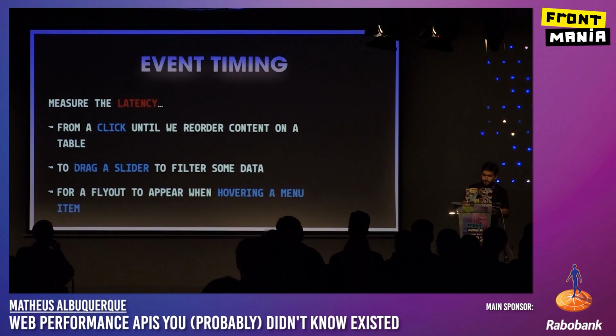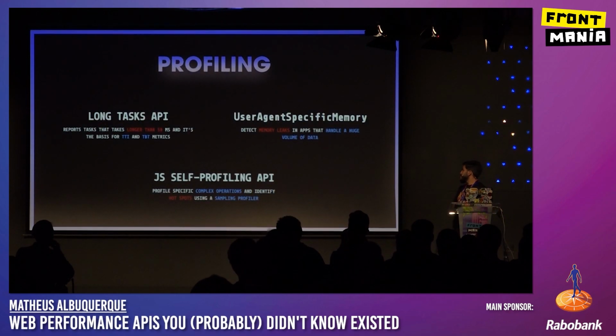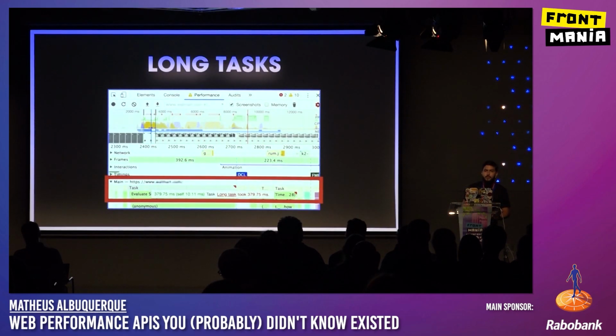Now, this one is probably my favorite section, profiling, because for me it was mind-blowing to see how much information we can get about our code as it's running on the user's machine. So we have 3 APIs for that: the long tasks API, the user agent specific memory API, and the JS self-profiling API. So let's start with long tasks.